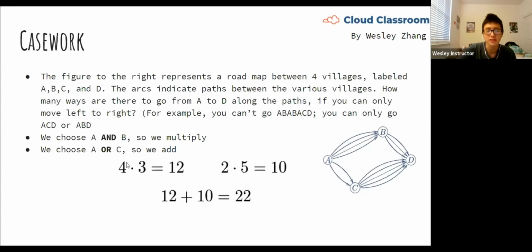All right, so in this case, these are separate possibilities. So we can't choose B and C. We can only choose 1. So we look at these as separate. So we choose A and B. So we multiply these possibilities.